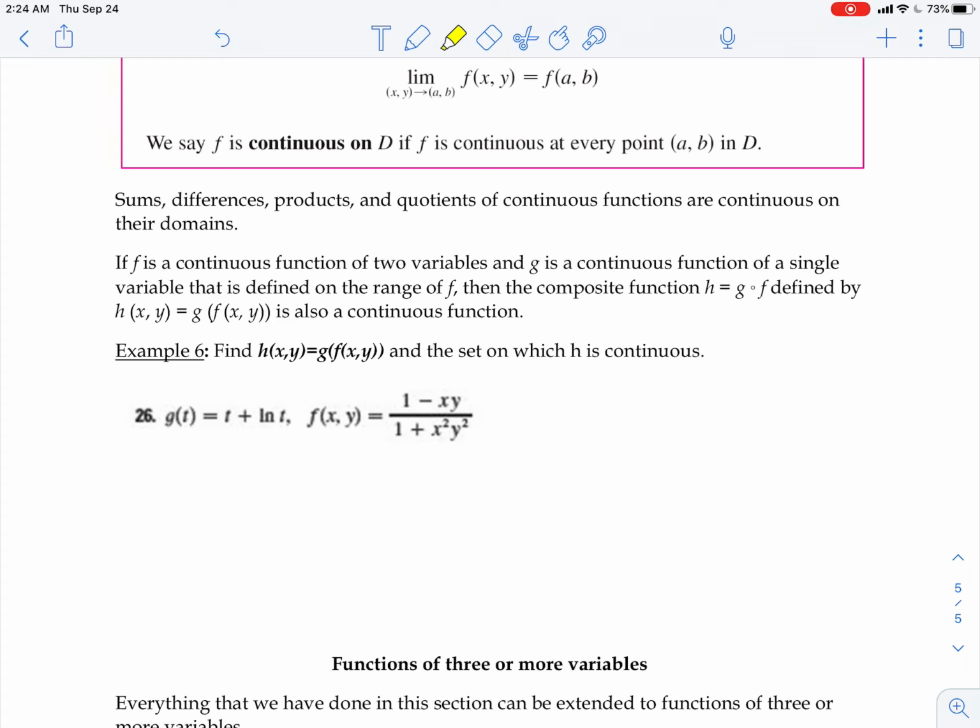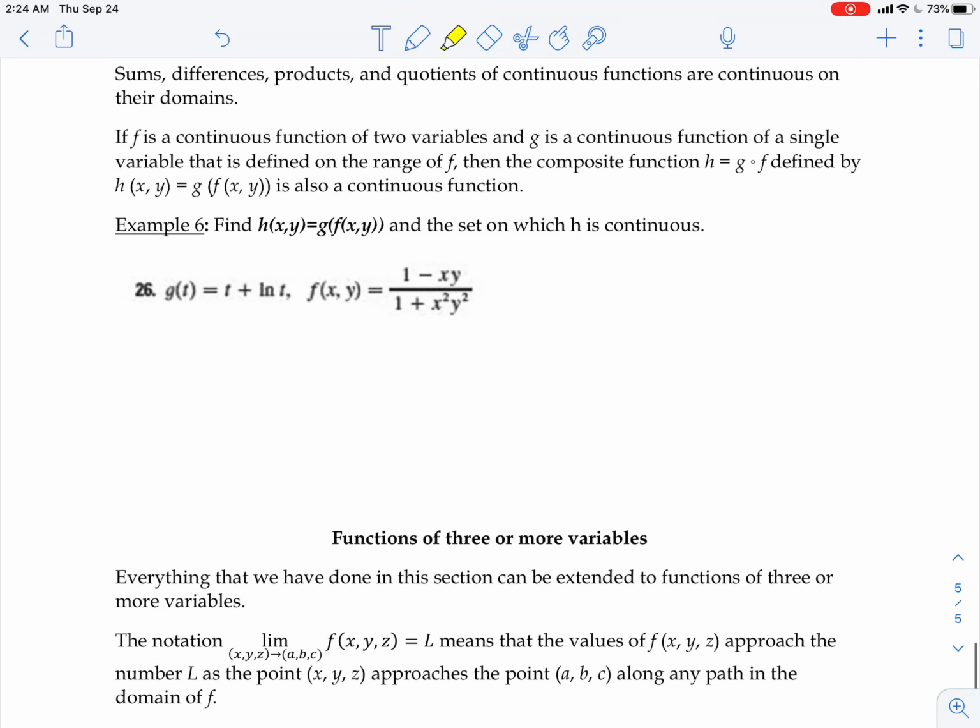If f is a continuous function of two variables and g is a continuous function of a single variable that is defined on the range of f, then the composite function h = g of f, defined by h(x, y) = g(f(x, y)), is also a continuous function. So we're going to talk about composite functions now. All we're going to do is find h(x, y), which is just g of f, and then the set on which h is continuous.